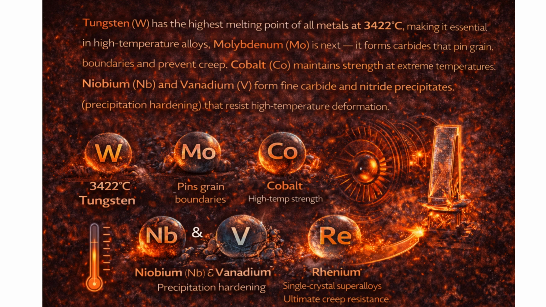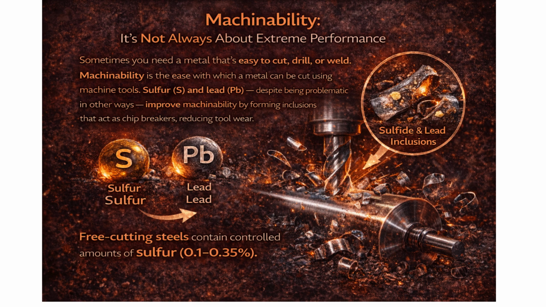Tungsten has the highest melting point of all metals at 3422 degrees Celsius, making it essential in high temperature alloys. Molybdenum is next, it forms carbides that pin grain boundaries and prevent creep. Cobalt maintains strength at extreme temperatures. Niobium and vanadium form fine carbide and nitride precipitates, precipitation hardening, that resist high temperature deformation. Rhenium, one of the rarest and most expensive elements, is added to single crystal superalloys in jet engines for ultimate creep resistance.